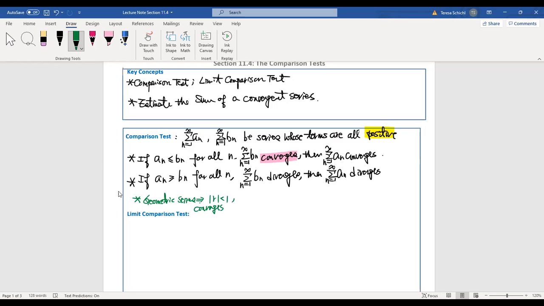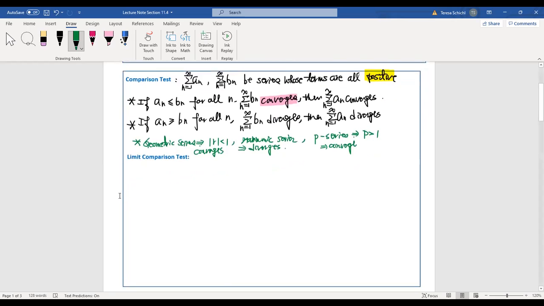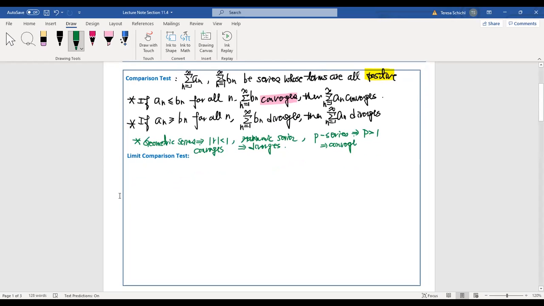What is the other known series? The harmonic series, which we know is a divergent series. Another series we know is the p-series, which converges if p is greater than 1. Those are the few series we know to be convergent or divergent, and we can determine whether other series converge or diverge by comparing to them.